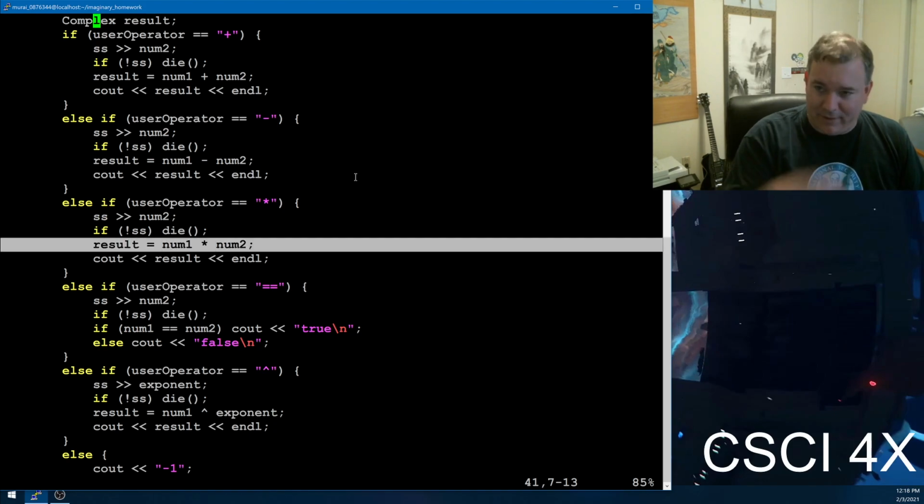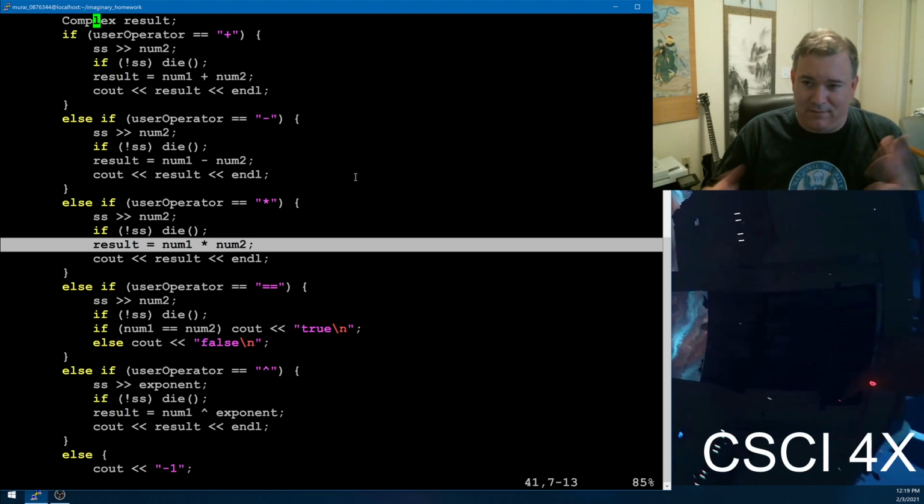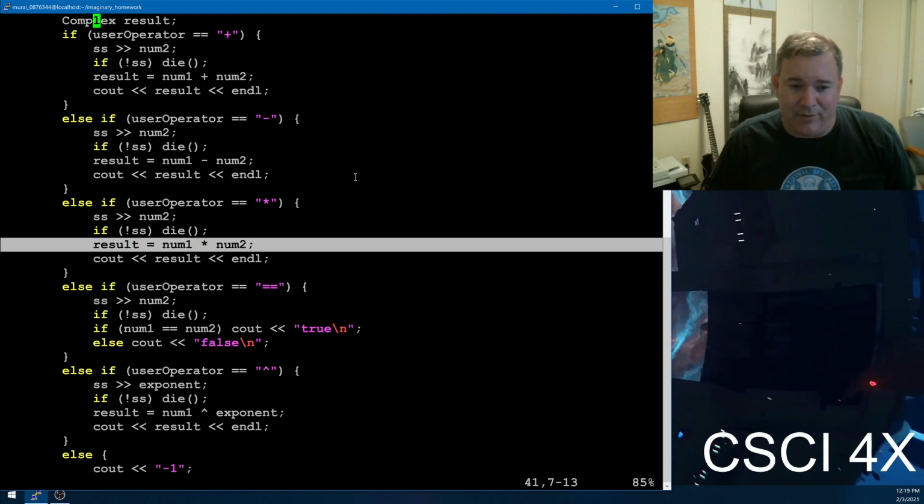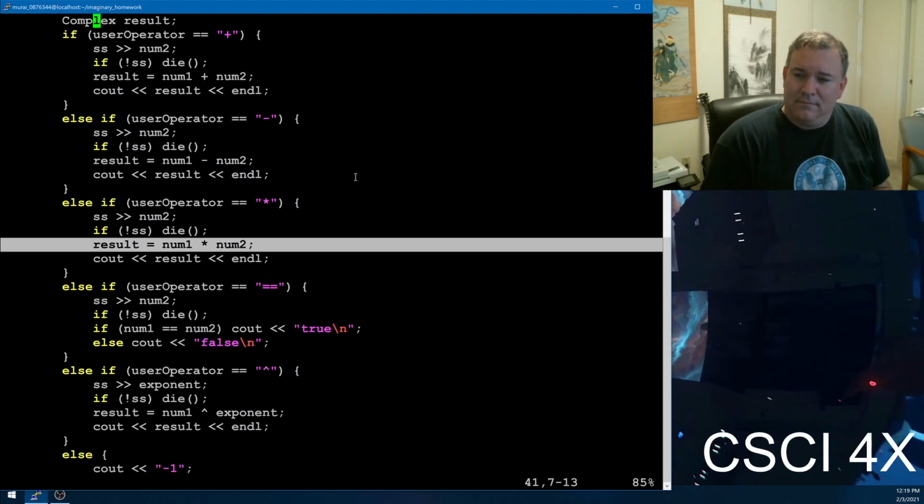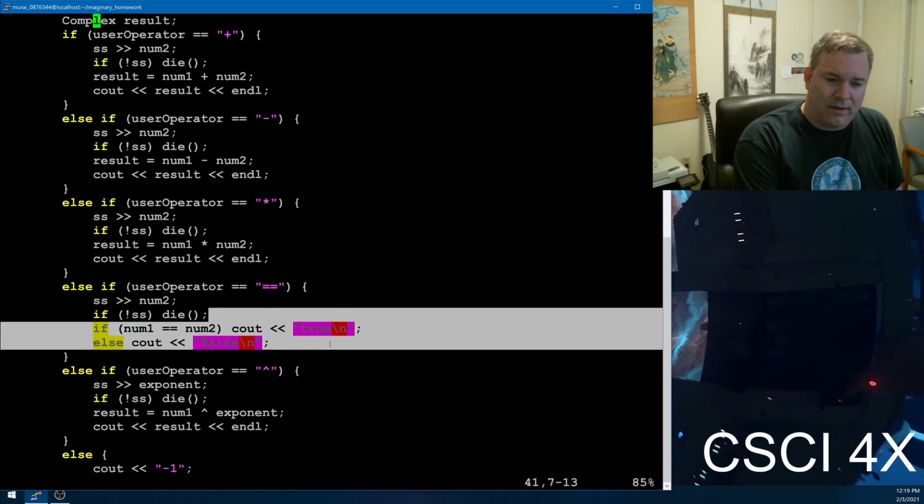But the whole point of all this class stuff we're doing is that you can actually write code like this, right? Where you can just take the result and have it equal to a complex number times a complex number, right? And these complex numbers just behave like you think they should, right? Yeah.